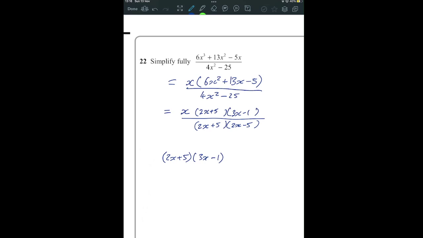If I did try the other way round, for argument's sake, if I tried the 2x minus 5, then I would need the 3x, but then I'll need a plus 1. And if I were to expand that out, I get a minus 15 and a positive 2x for the middle term, which is negative 13, which is not what we wanted.